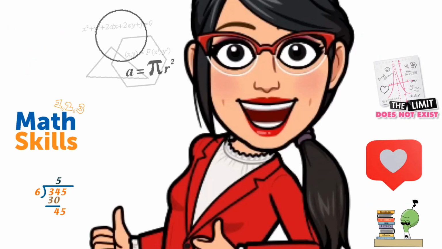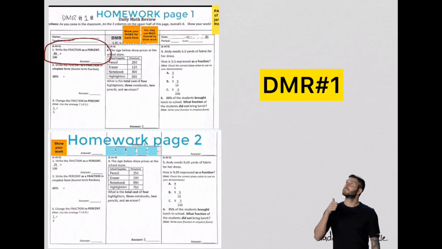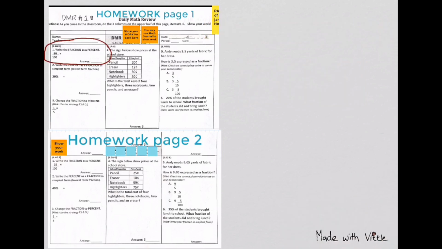So this video is about homework help for DMR number 1. So let's start with item number 1. You have to read what it says. It says, write the fraction as a percent.